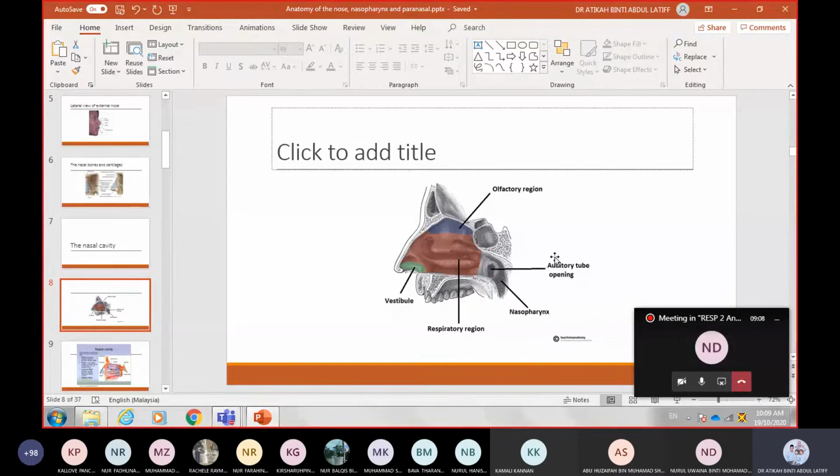So imagine if you have any infection as well. So say you have a sinus infection in your nasal cavity, that can also spread to your ear and vice versa. So if you have an ear infection, that can also spread into the nasal cavity through this auditory tube opening, or pharyngotympanic tube.